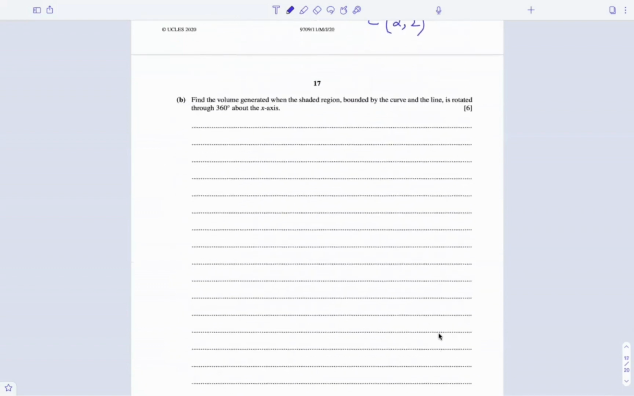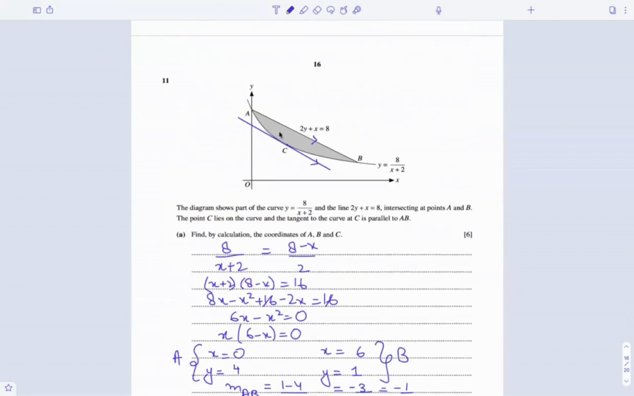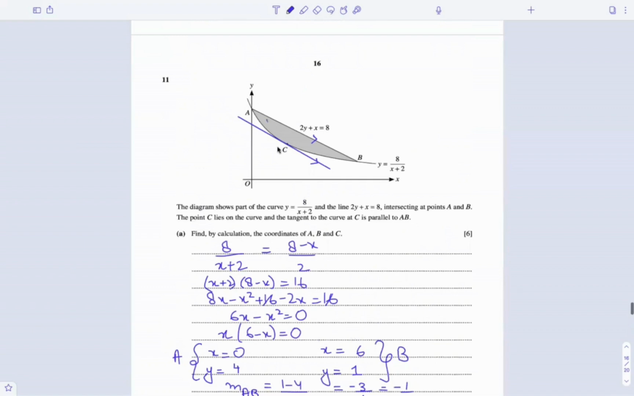In part B, we have to find the volume generated when the shaded region bounded by the curve is rotated through the x-axis. For the volume of the shaded region, we will find the volume under the line and subtract from it the volume under the curve, and this will give us the shaded region. Because the volume under the line would be this whole area, and the volume under the curve would be this part. So subtracting these two volumes, you will get the volume of the shaded region.